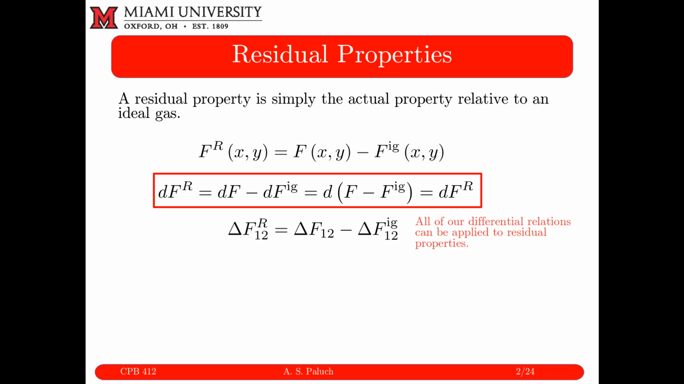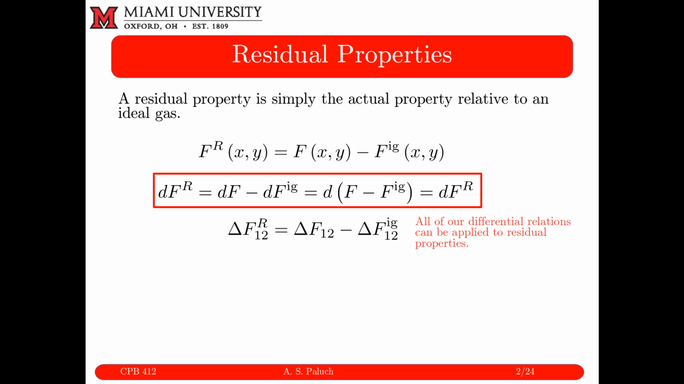So one note before we move on is a note on notation. Okay? So in our text, and a convention that I am accustomed to, a residual property is defined as an actual property relative to that of an ideal gas. There are some books that you'll come across where they don't use the terminology residual property, but instead they talk about departure functions. So in general, a departure function is the same thing as a residual property, right? A departure function is nothing more than an actual property relative to that of an ideal gas. They are one and the same.